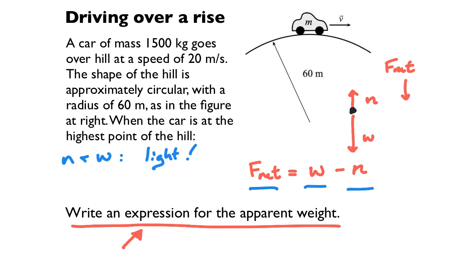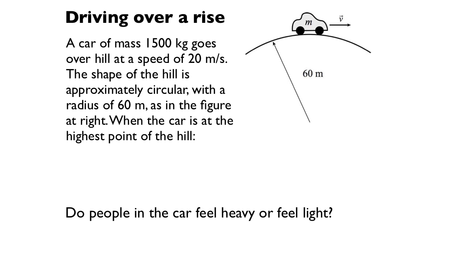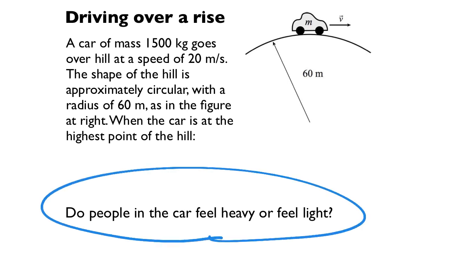But the apparent weight, remember, in this case, it's the contact forces supporting you. So the contact forces supporting you in this case are the normal force. So my expression for the apparent weight would be this. The apparent weight is just equal to the normal force. The normal force, if I take that equation that we just wrote and solve it, is going to be equal to the weight force minus the net force. But the net force is equal to m times a. So this is my expression for the apparent weight. And we will use that later. And finally, coming back to this point, do the people in the car feel heavy or feel light? We already answered that. They do, in fact, feel light.